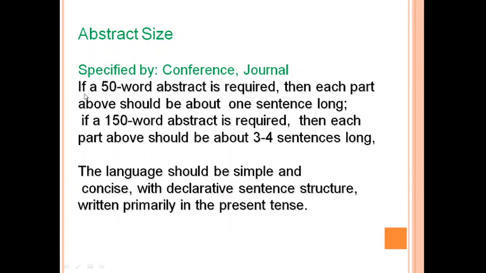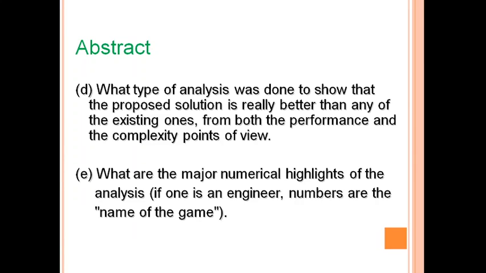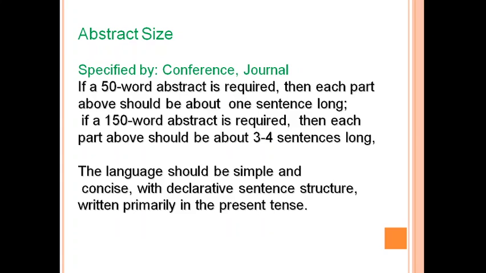So if the conference or journal says that it is a 50-word abstract, then we have to put one sentence for each of these. So A will have one sentence, B will have one sentence, D and E will have one sentence. And if the abstract is allowed 150 words, then each part will be explained by 3 to 4 sentences. While writing the abstract, note that the language should be simple and concise. Use short, concise statements in declarative form. The declarative sentence structure you have to use, and it should be in the present tense.